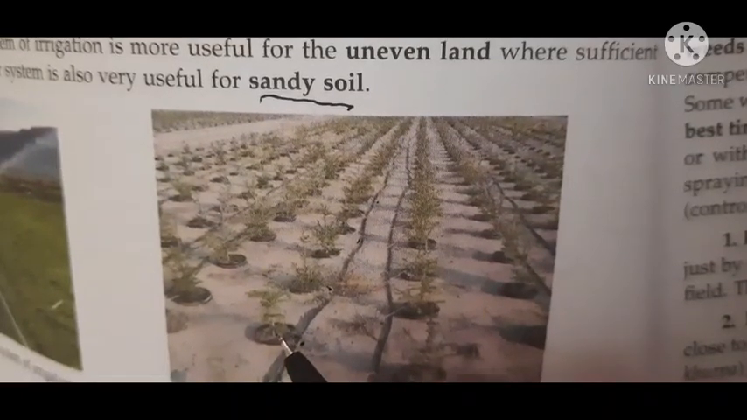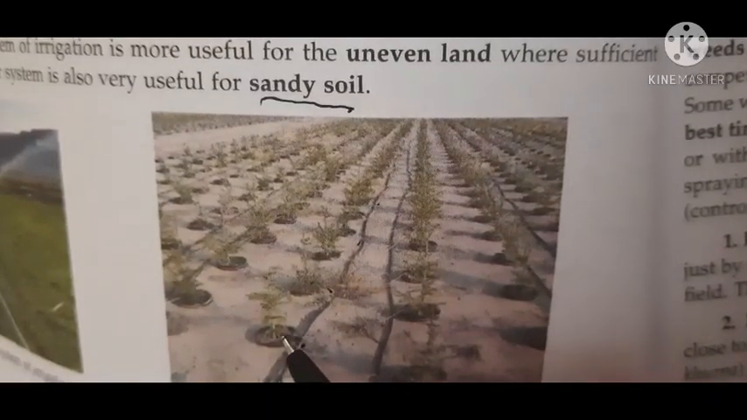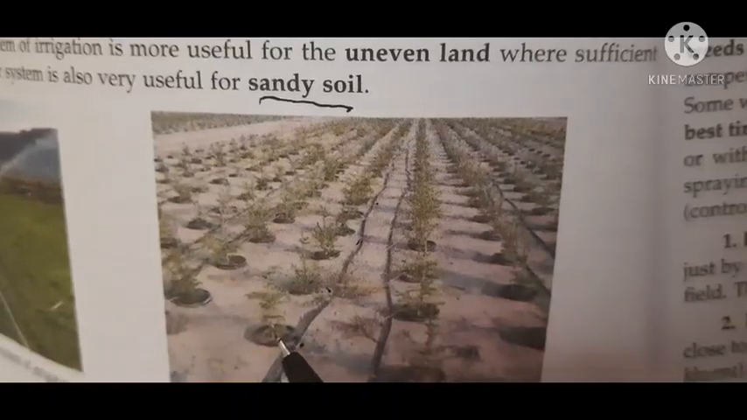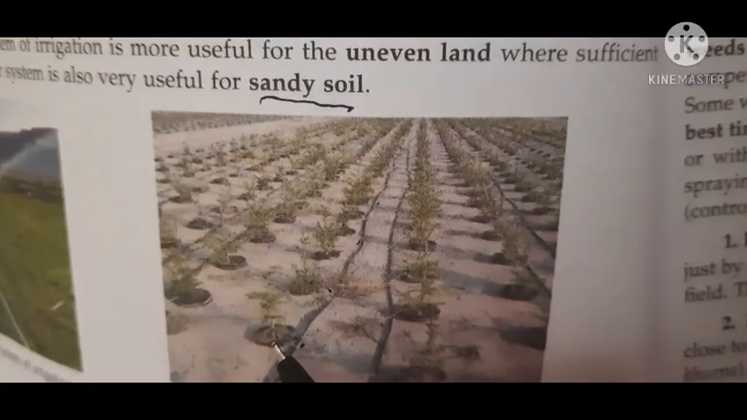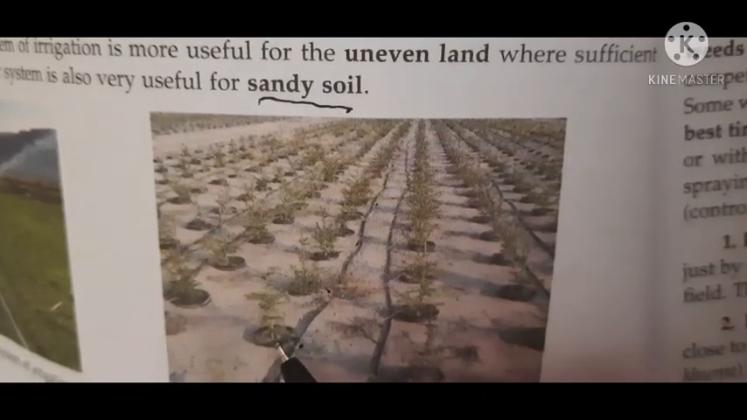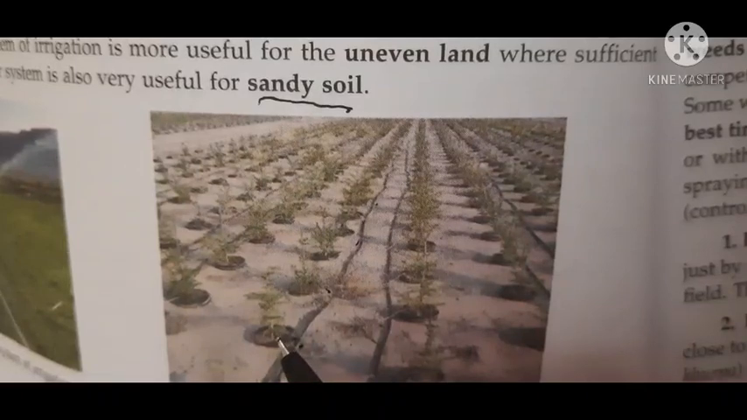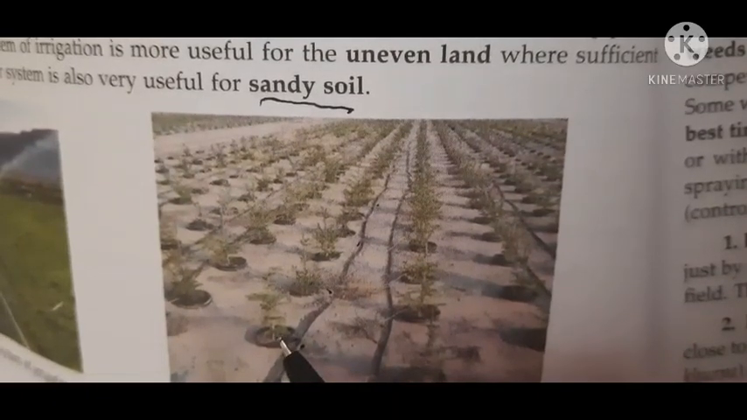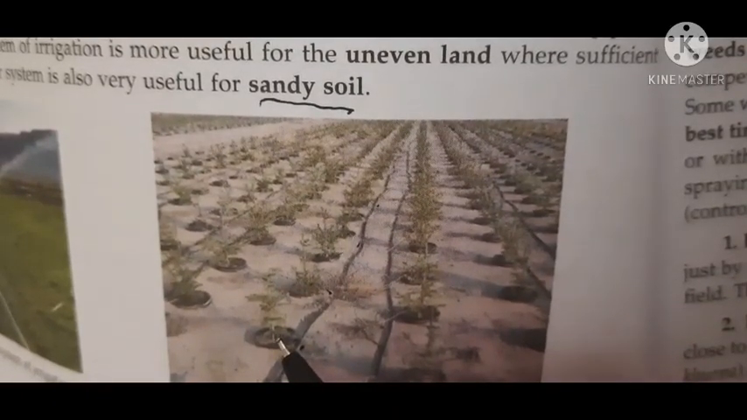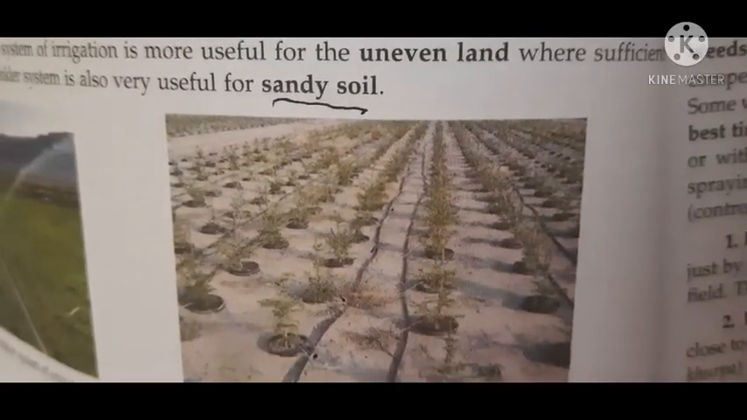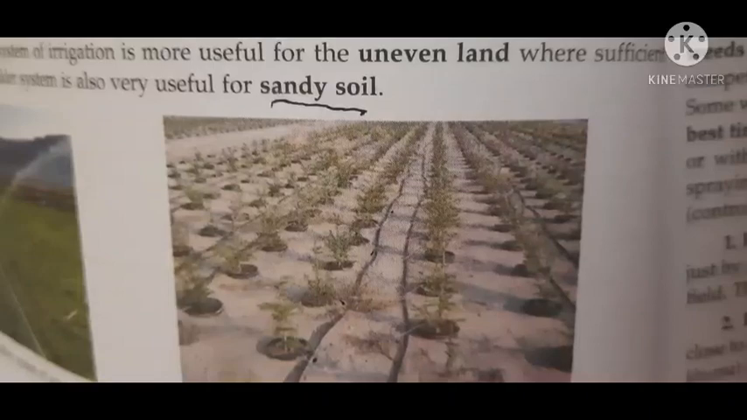And these drops directly go nearer to where the roots of the plants are, and then it is absorbed by the soil. Here it will directly go in the soil, and it is absorbed by the soil. It will directly go here only. It is poured drop-wise here, and then it is absorbed by the soil and taken up by the roots. I hope it is clear to everyone.